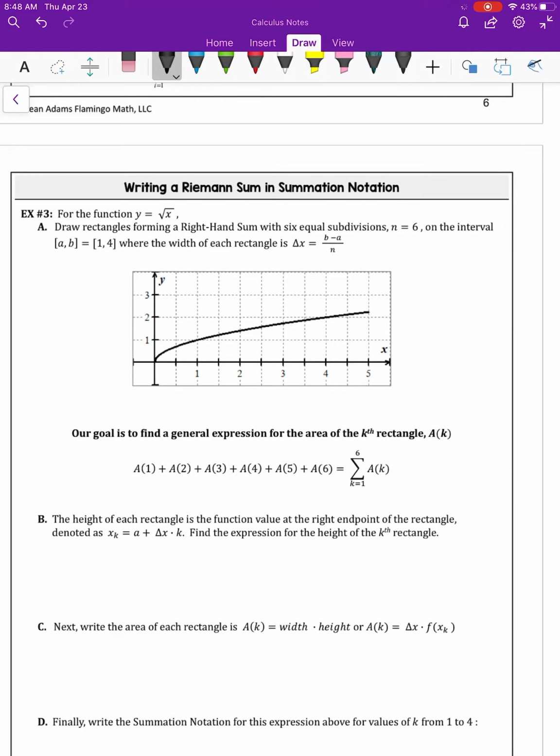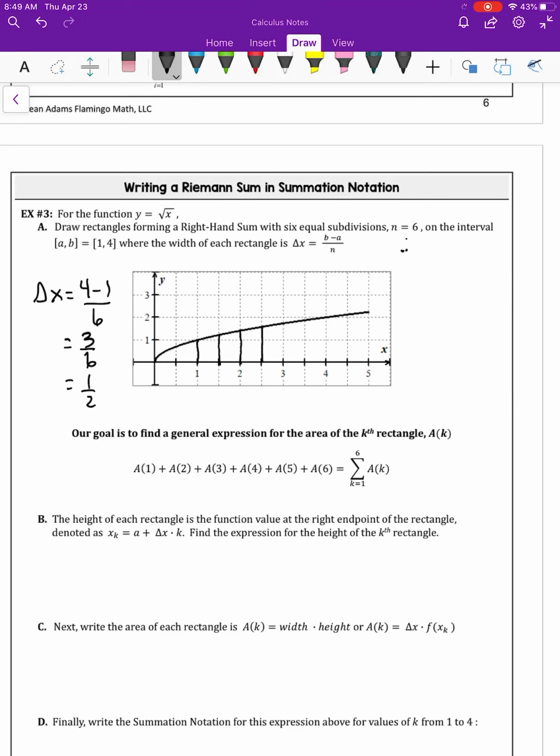So now, writing a Riemann sum in summation notation. Example number 3. For the function y equals the square root of x, draw rectangles forming a right-hand sum with 6 equal subdivisions, n equals 6, on the interval. And notice this is our closed interval AB, so our A is 1 and our B is 4. Our closed interval is 1, 4, where the width of each rectangle is delta x equals b minus a over n. So in the last lesson that we did, we also talked about b minus a over n.